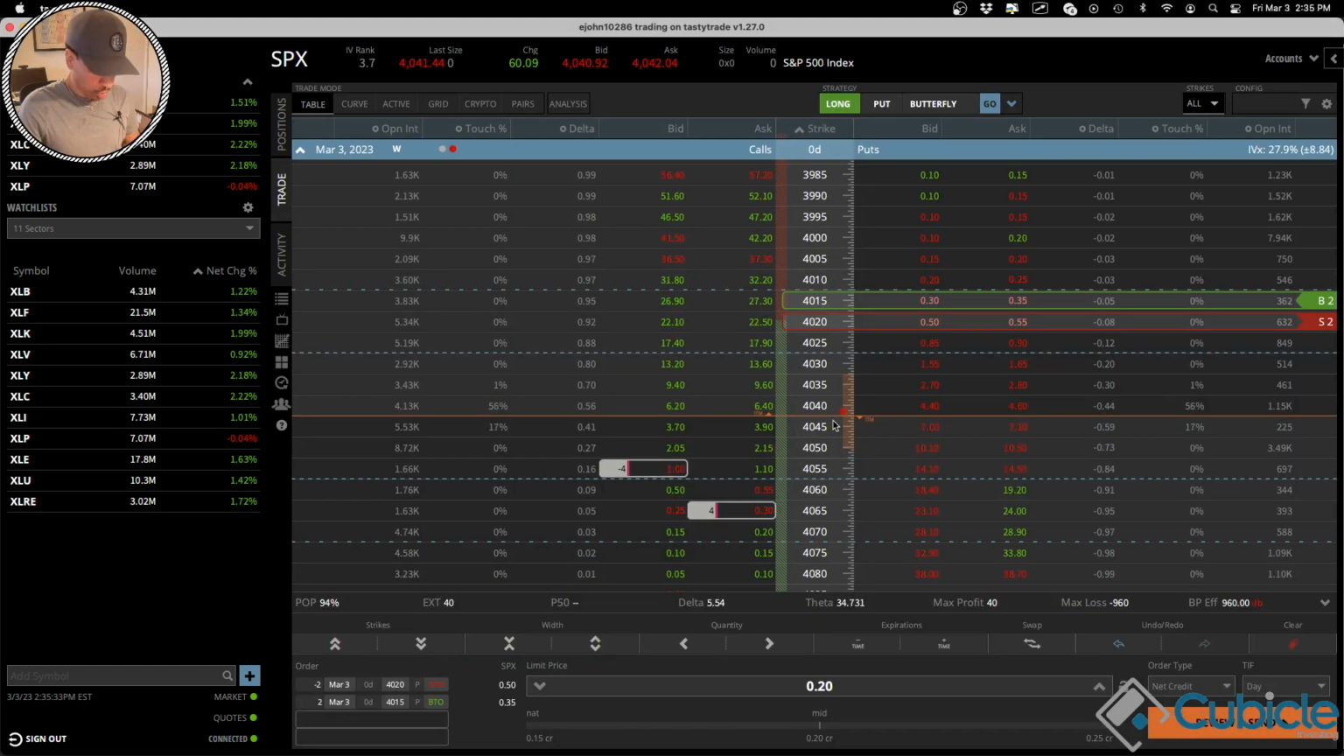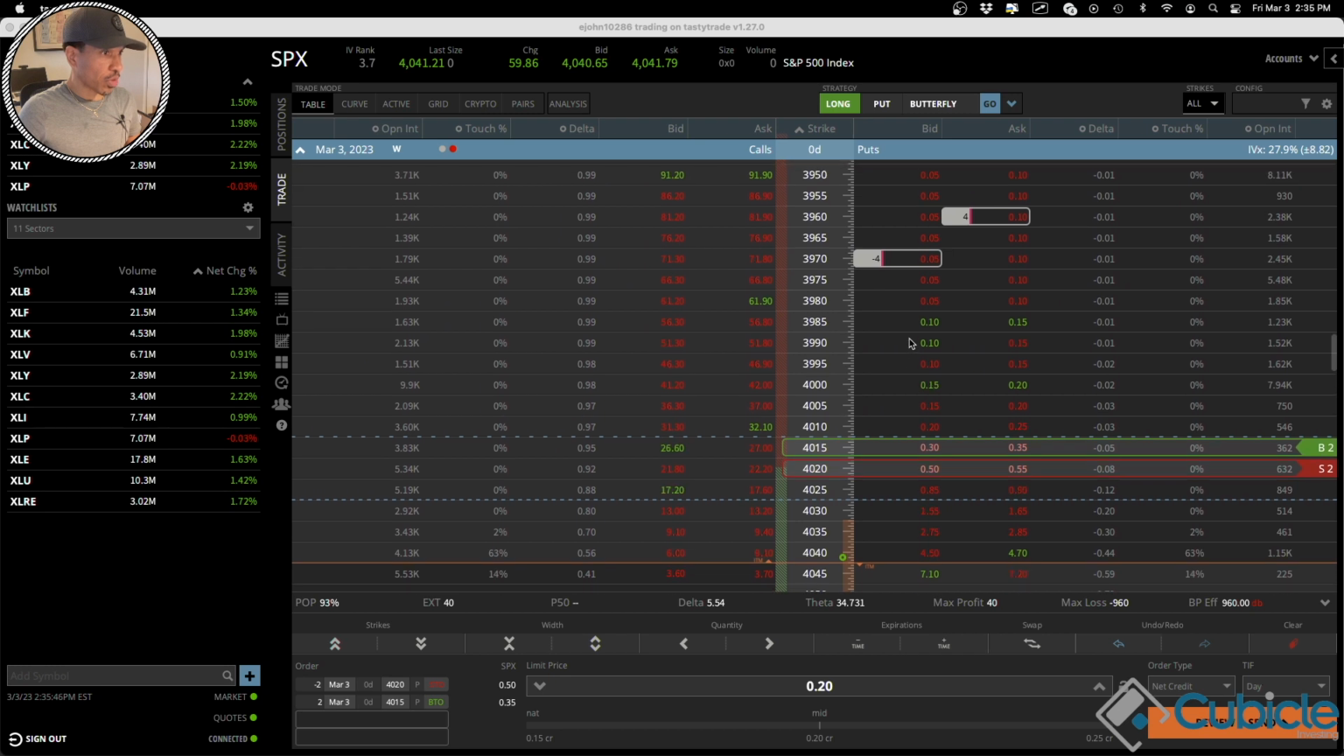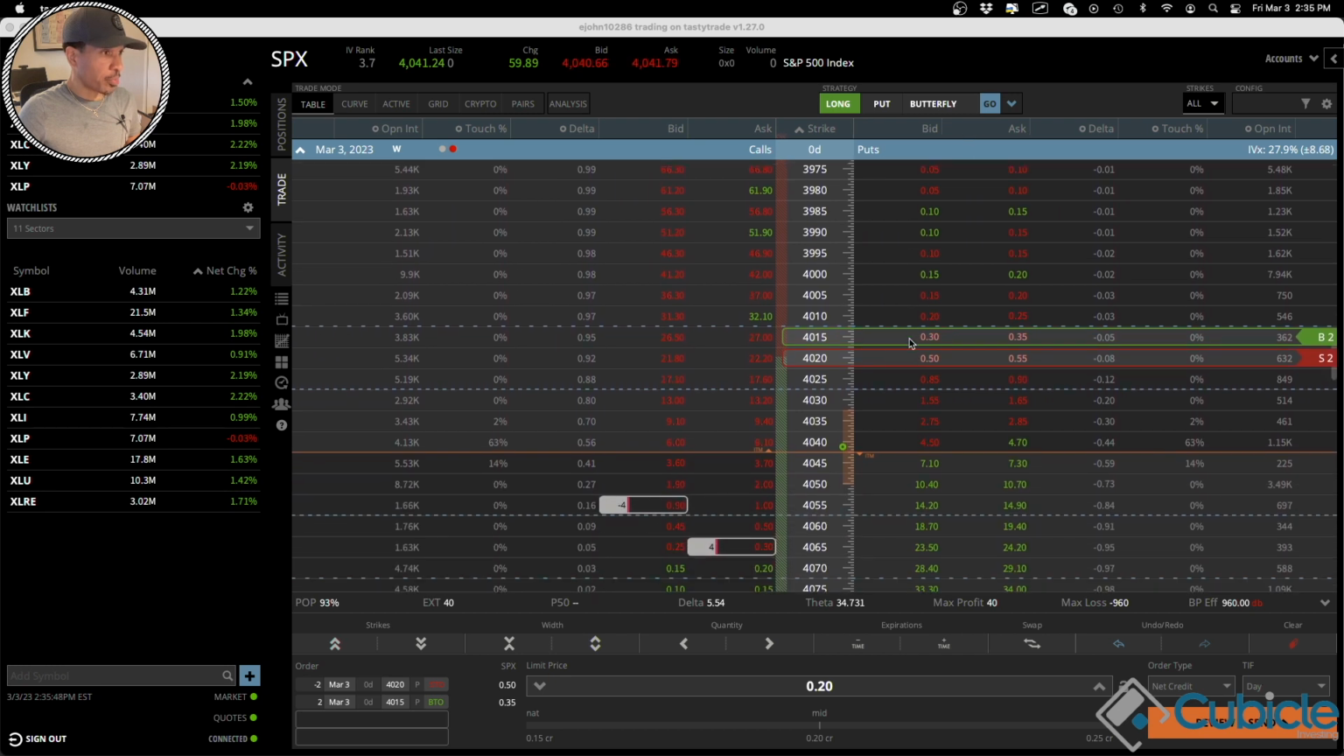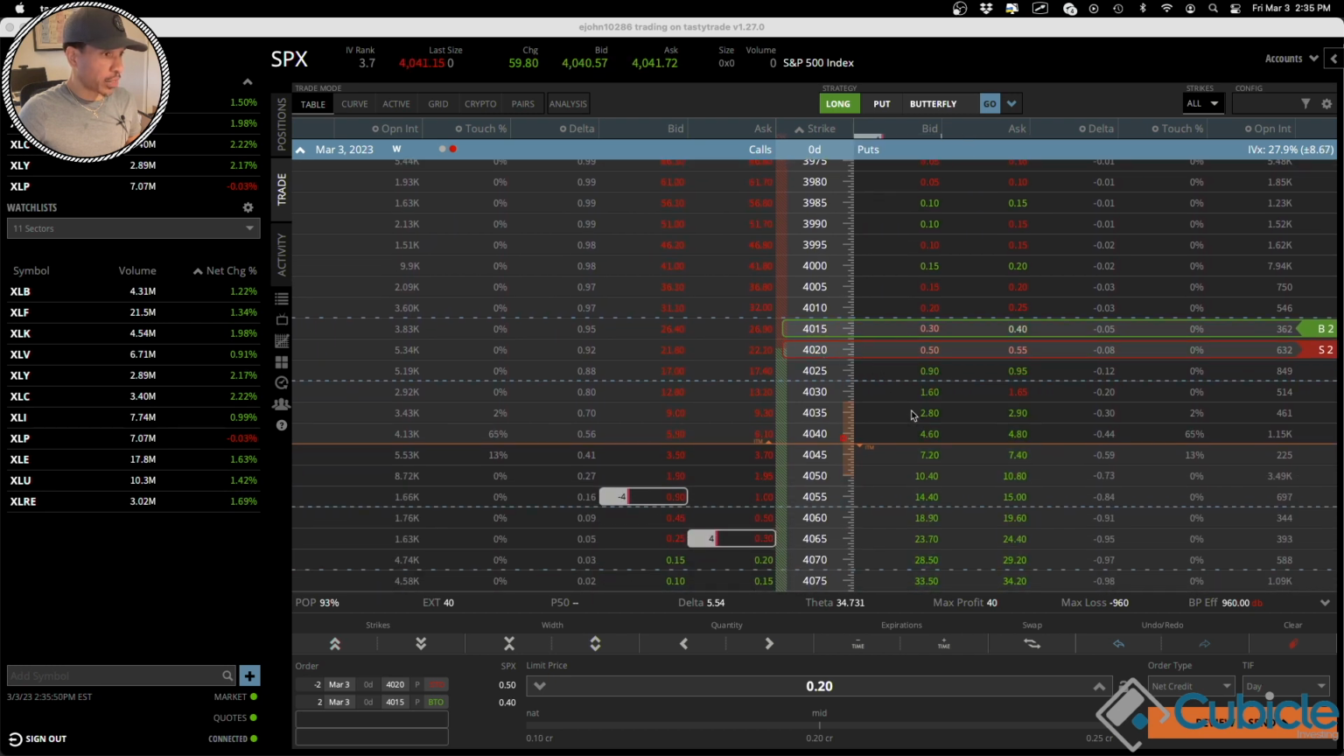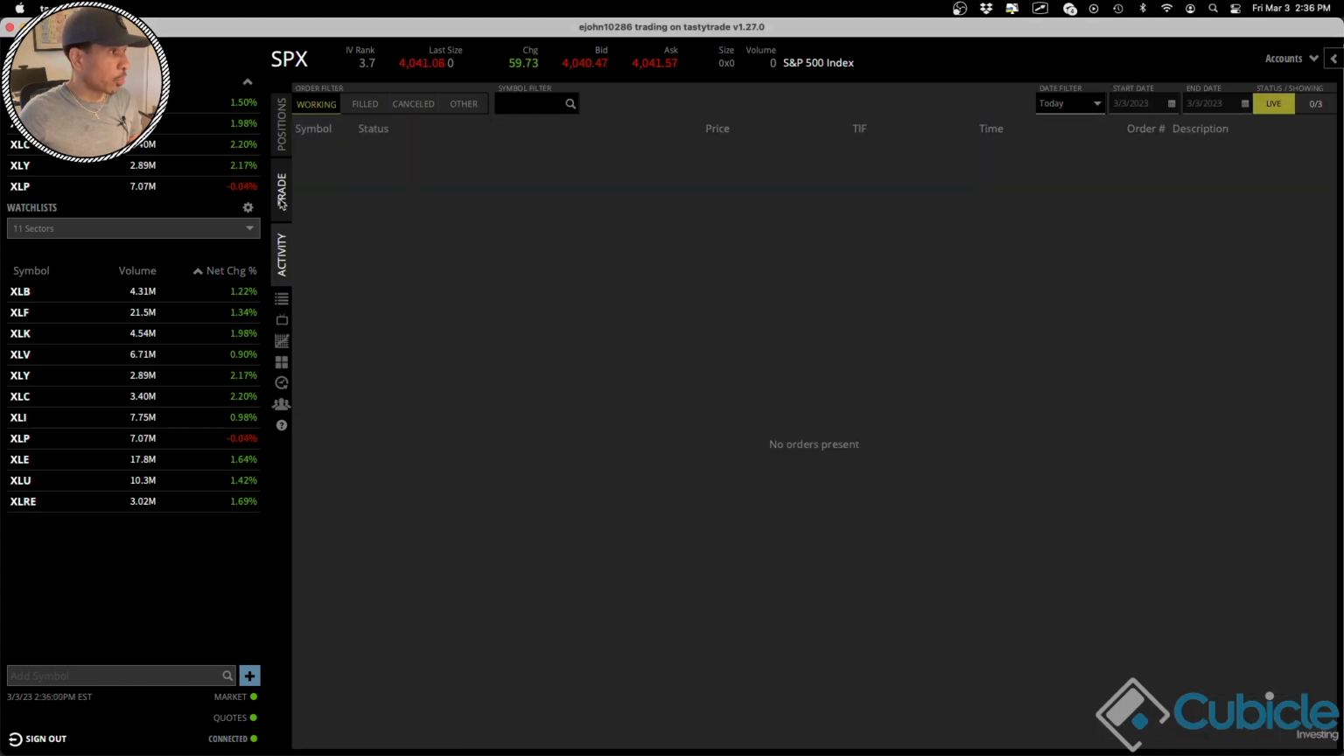So as you can see here, the price is rather close to my short strike on the call side of 40.55. I'm actually considering putting on another vertical put spread, doing a $5 wide this time. I'm just considering it. I haven't tried to send the order yet. I'm not sure I'm going to.